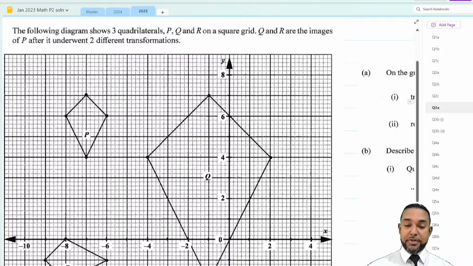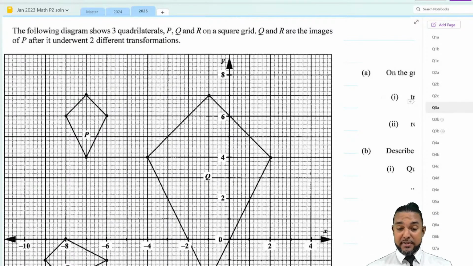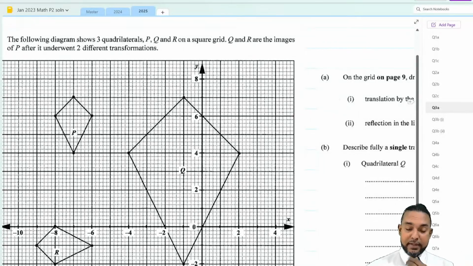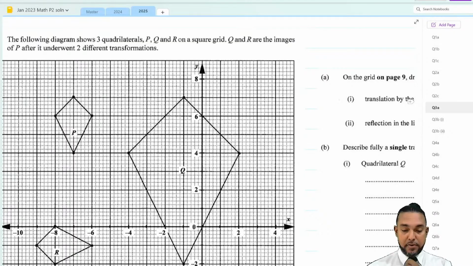The following diagram shows three quadrilaterals, P, Q, and R on a square grid. Q and R are the images of P after it underwent two different transformations. So P to R is clearly a rotation of sorts, 90-degree anti-clockwise. We've got to figure out where the center of rotation is. And then P to Q is clearly an enlargement because Q is way bigger than P, right? And it looks like an enlargement scale factor 3.